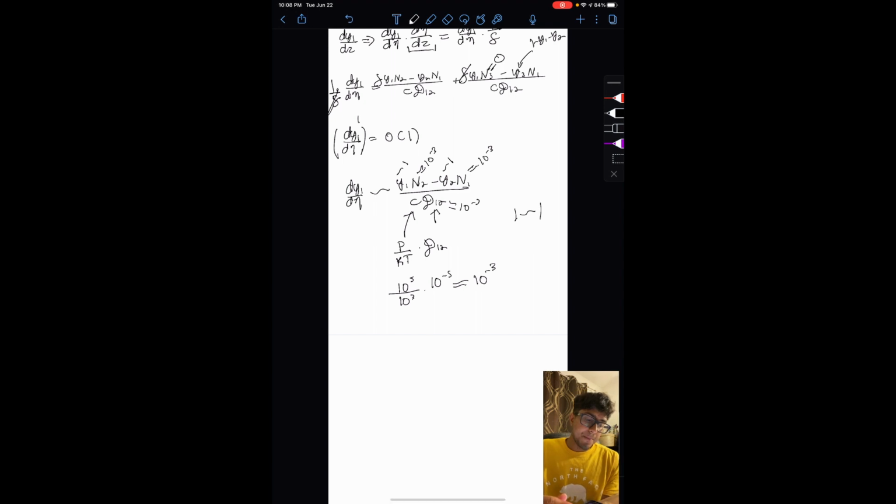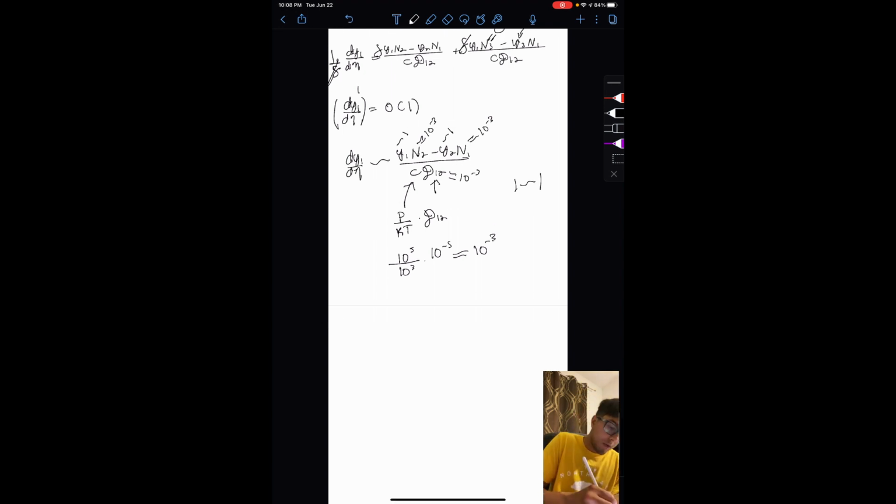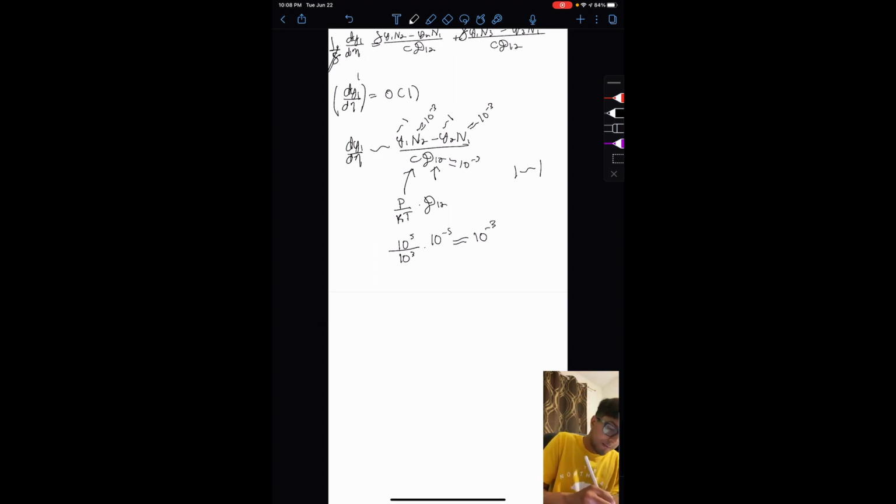And from that, we're able to find that the molar fluxes N1 and N2, by means of scaling, are approximately 10 to the minus third.